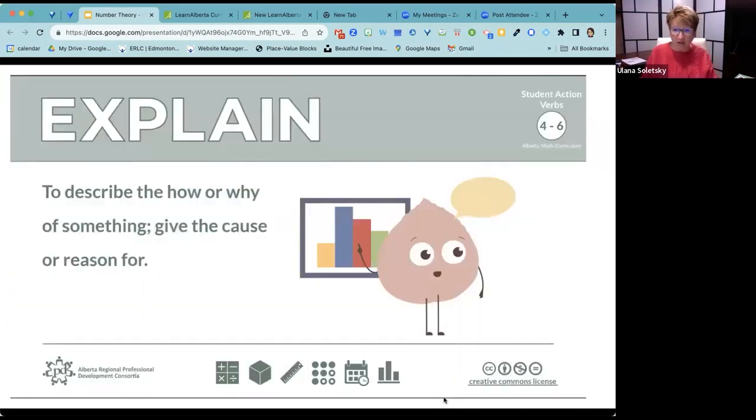This is an example of what comes from Tammy's action verbs. It's explain, and it means to describe the how or the why of something, giving the cause or reason for why it happens. So kids, when we have an outcome that says that we need to explain, that means that they should be able to tell us why it's happening.